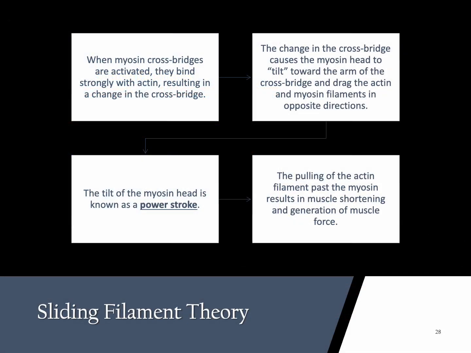So in review, the myosin cross bridges are activated once the myosin globular head attaches to the binding site along the actin. The change in the cross bridge causes the myosin head to tilt towards the arm of the cross bridge and drag the actin and myosin filaments in opposite directions. The tilt of the myosin head is known as the power stroke. The pulling of the actin filament past the myosin results in the muscle shortening and generation of muscle force.